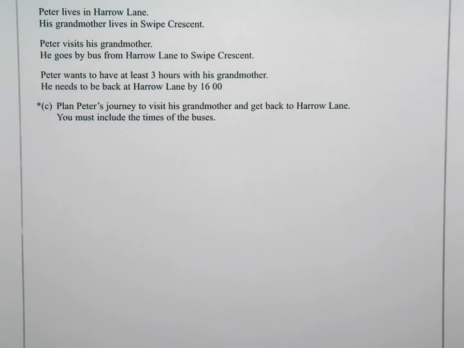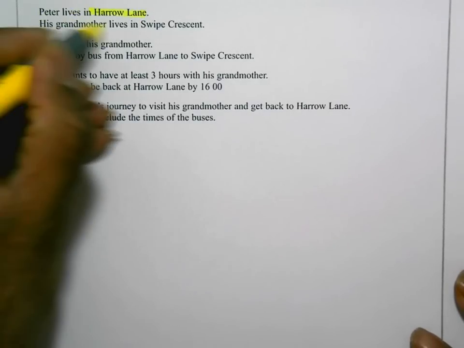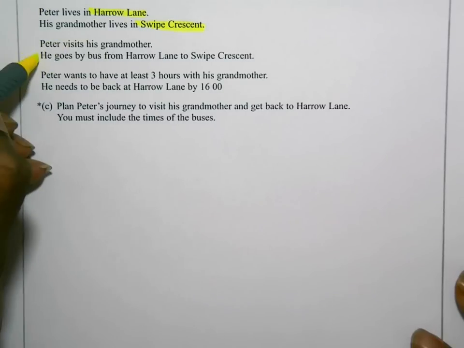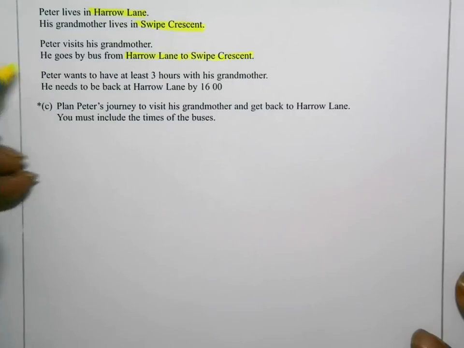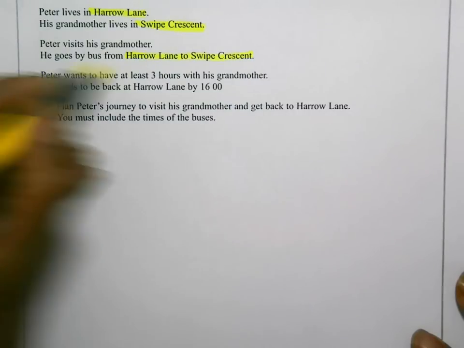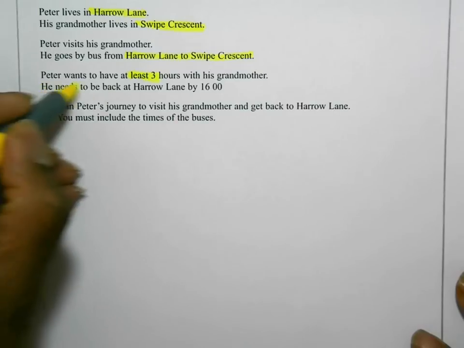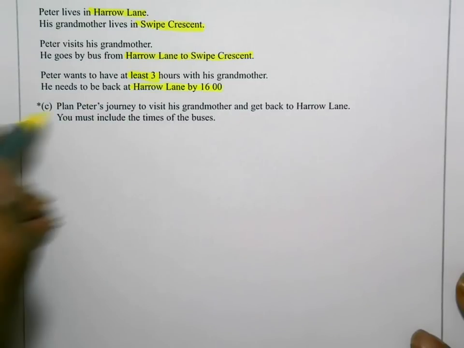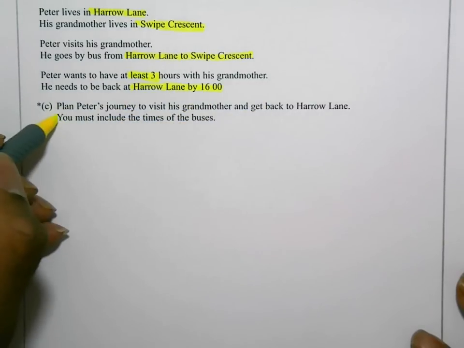Okay, just reading the question again. The question says Peter lives in Harrow Lane. His grandmother lives in Swipe Crescent. Peter visits his grandmother. He goes by bus from Harrow Lane to Swipe Crescent. Peter wants to have at least 3 hours with his grandmother. He needs to be back at Harrow Lane by 1600. Plan Peter's journey to visit his grandmother and get back home to Harrow Lane. You must include the times of the buses.